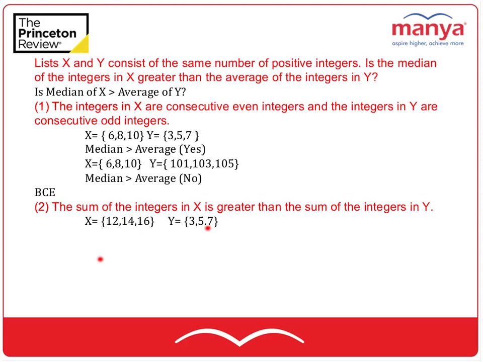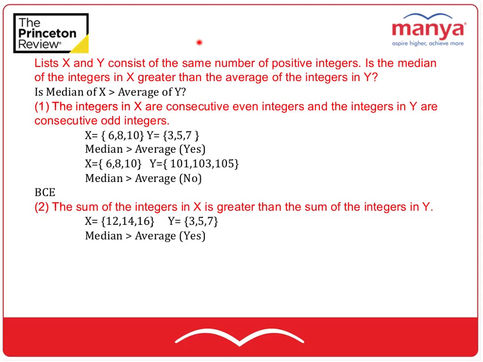Now I have to go and answer my question. Is the median of x greater than the average of y? So what is the median here? 14. And what will be the average for y? Same, 5. Since they are consecutive, the middle value is going to be the mean as well as the median. So that concept we can use here also. So now I am getting my median greater than the average?